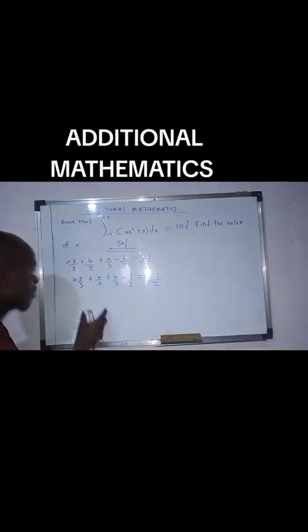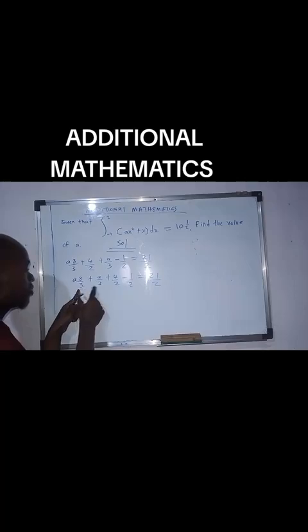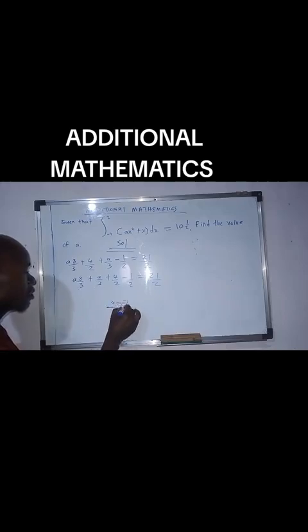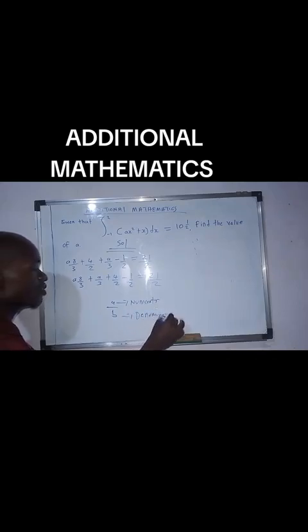Now, these can be added. This 8a over 3 plus a over 3 we can add. Now, the thing is that I have noticed the denominators are the same. Let's say if I have a over b, the number on top is the numerator, and the number which is down is called the denominator.